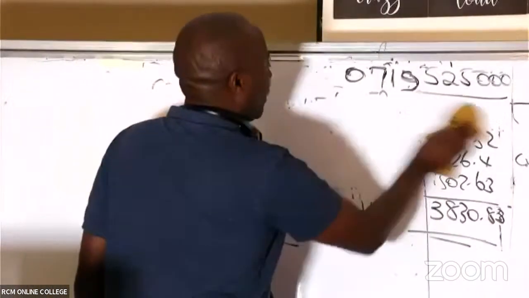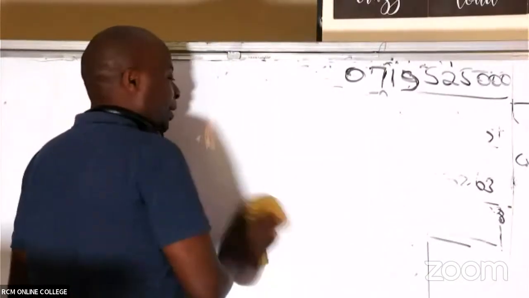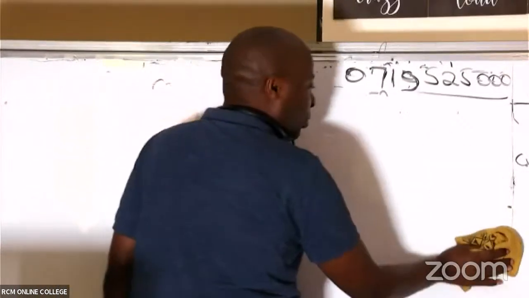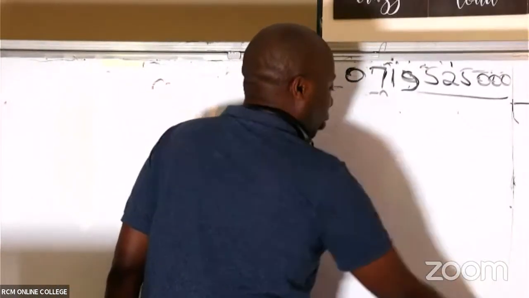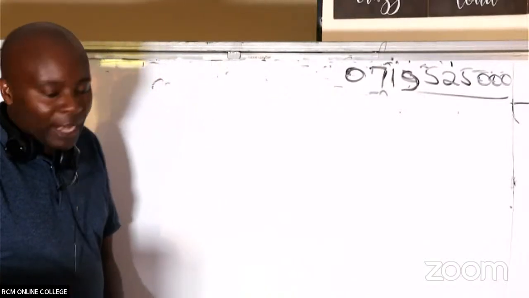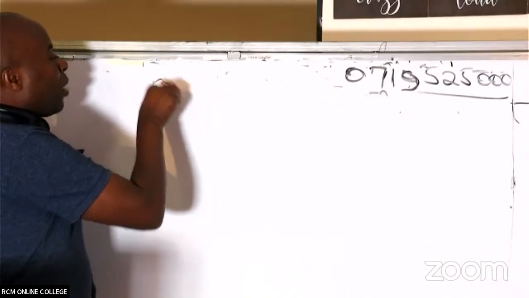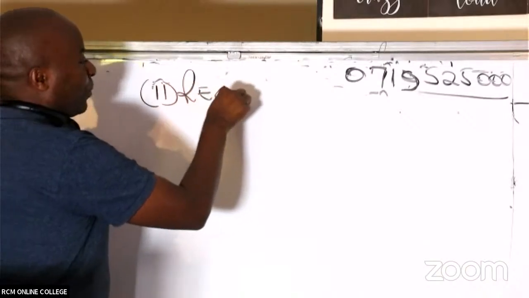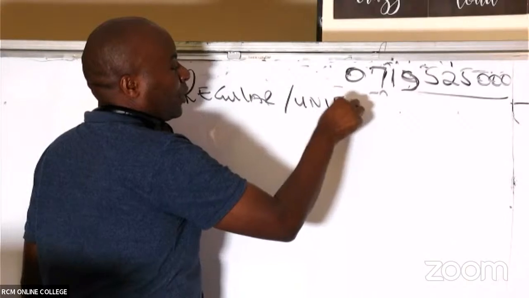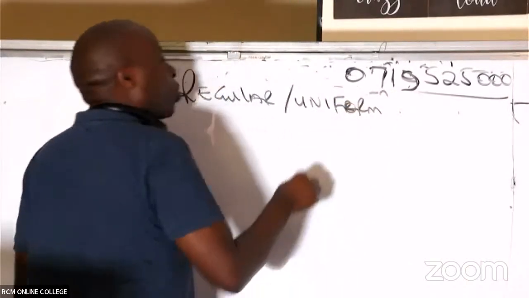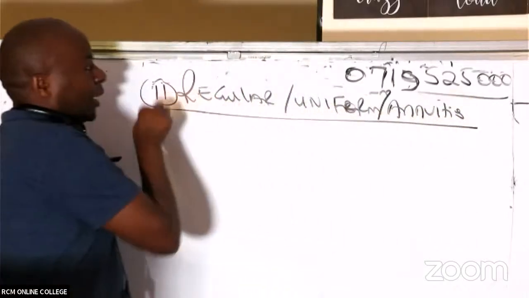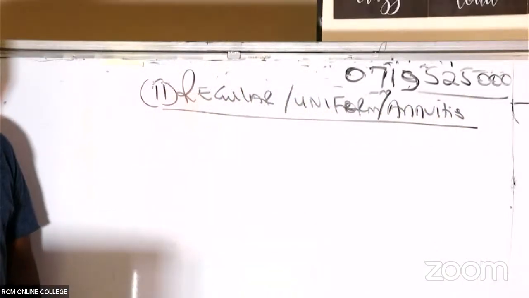Now, ladies and gentlemen, we have two types of cash flows. We have what we are calling irregular, that I've been able to deal with by showing you two good examples. And then number two, we have what we call the regular cash flows, also called the uniform cash flows, also called the annuities.